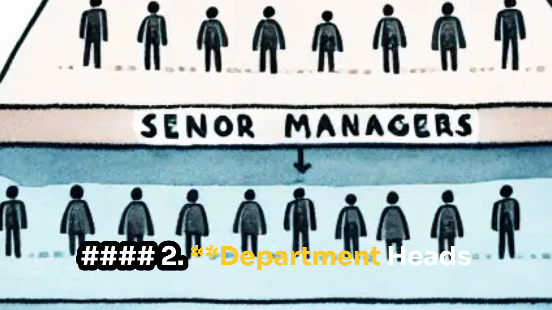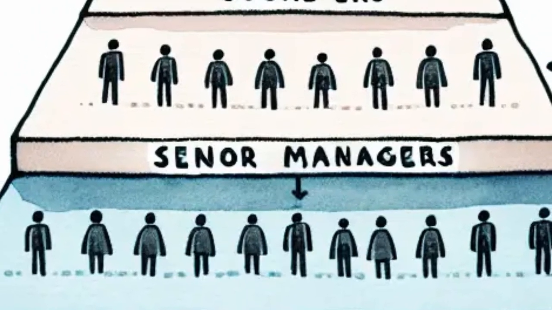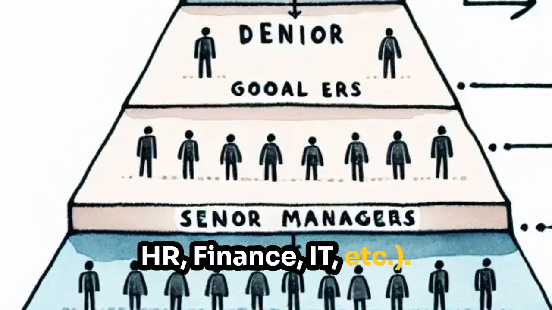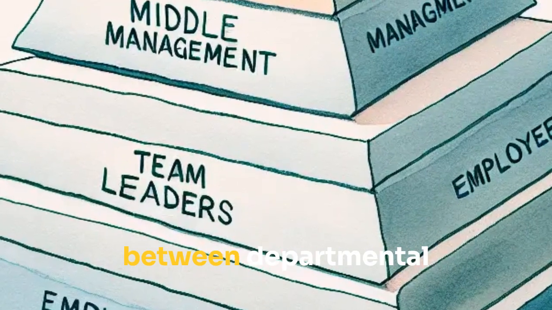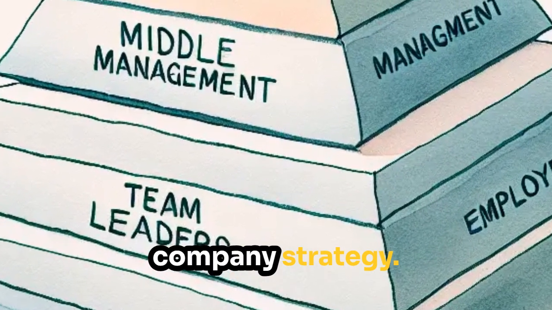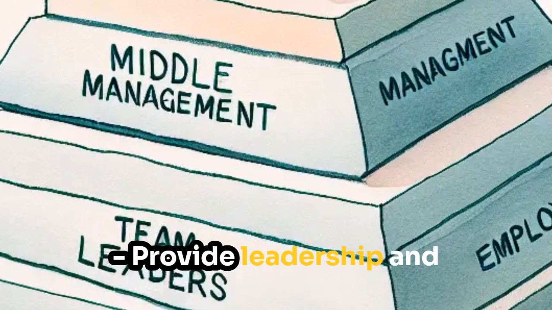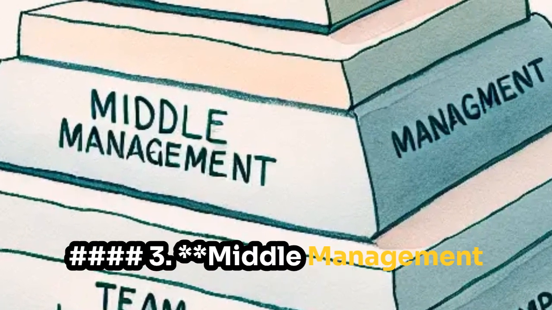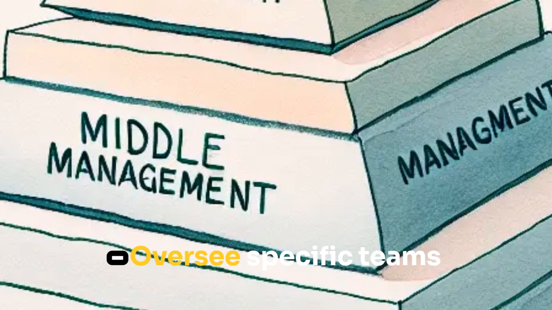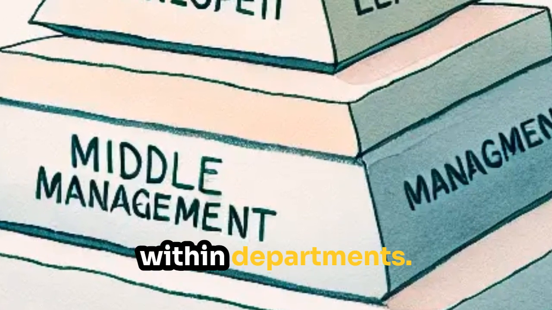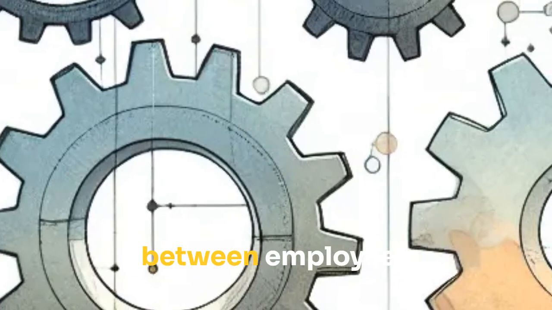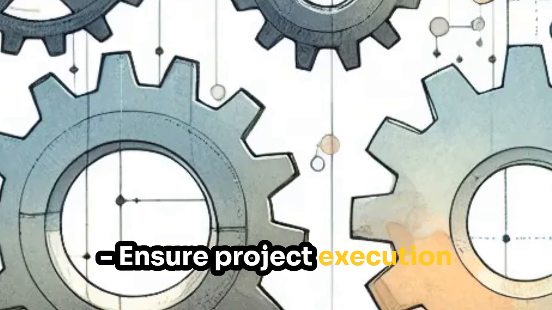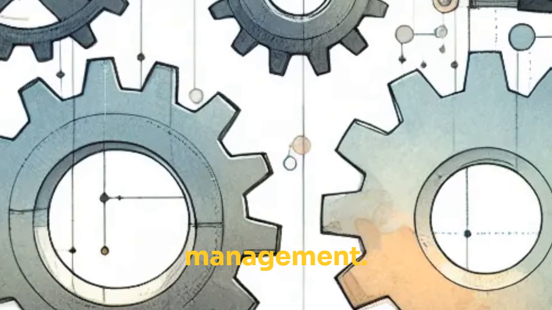2. Department heads and senior managers manage specific business areas: marketing, sales, HR, finance, IT, etc. Ensure alignment between departmental goals and company strategy. Provide leadership and direction to their teams. 3. Middle management and team leaders oversee specific teams within departments. Bridge communication between employees and senior leadership. Ensure project execution and performance management.